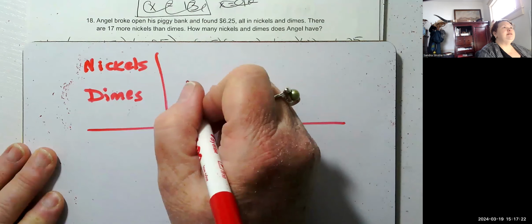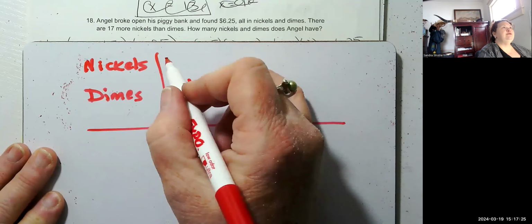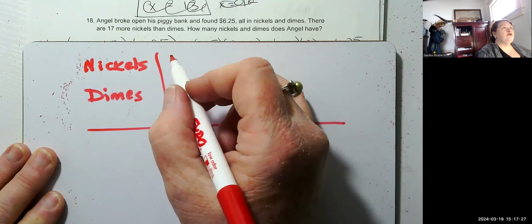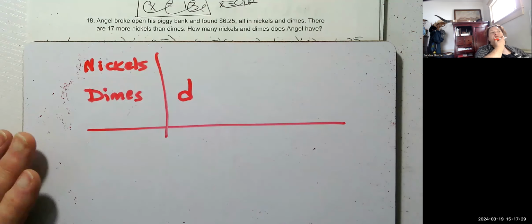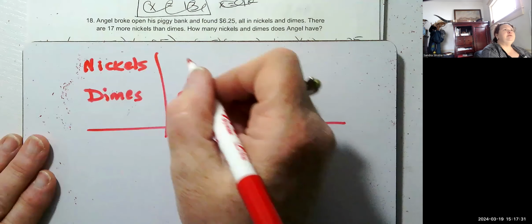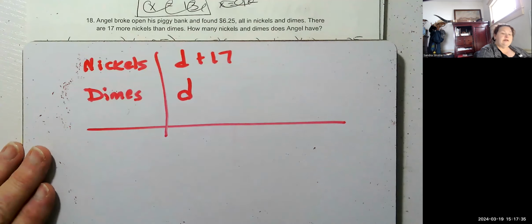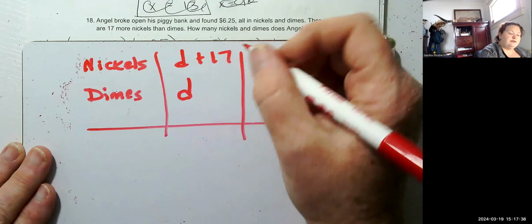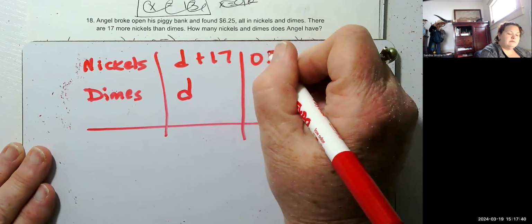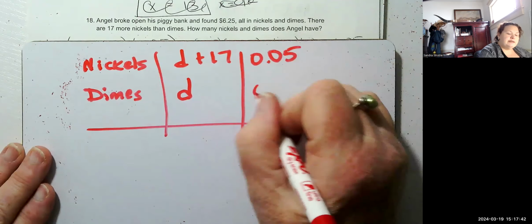So if we have D for dimes, then nickels has 17 more nickels than he does dimes. So it's D plus 17. All right. And then the next thing you need to know is value. Nickels are worth 5 cents. Dimes are worth 10 cents.